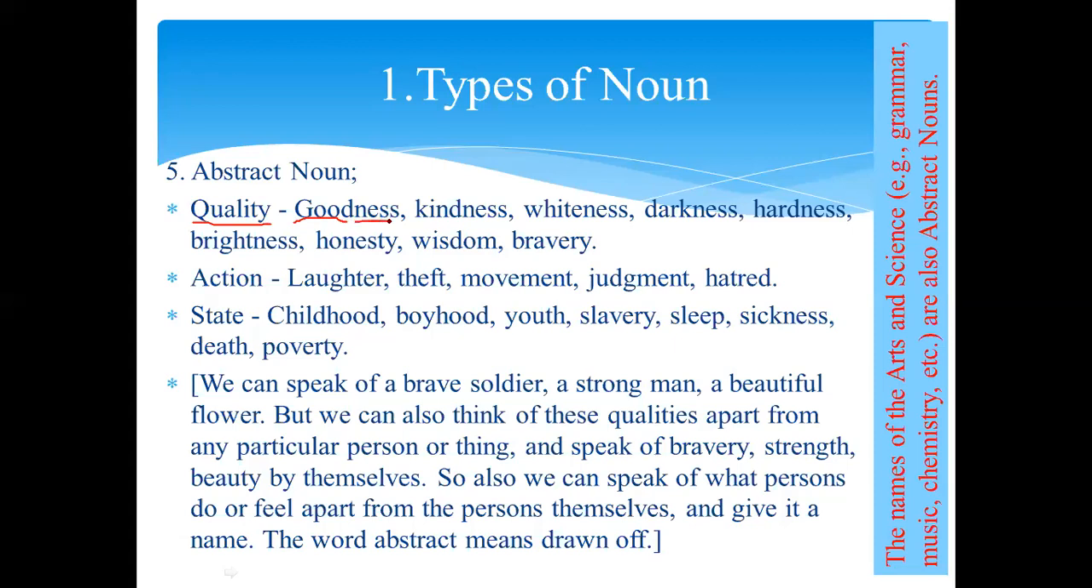Good is an adjective of quality, and from it we make the noun goodness. Kind is an adjective, and from it we get kindness. White gives whiteness. Dark is an adjective, and from it darkness. Hard gives hardness. Bright gives brightness. Honest is an adjective, as in honest man, but honesty is a noun. Wise man, wise is an adjective, and from it we get wisdom. Brave boy, brave is our adjective, and from it bravery is formed.